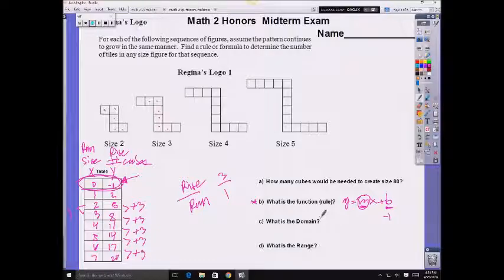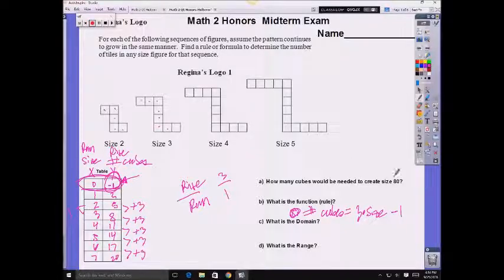So the answer for B, the function is this. The number of cubes is equal to 3 times the size, and then since we started off at -1, let's take 1 away because we started off in the hole, so let's take it away.